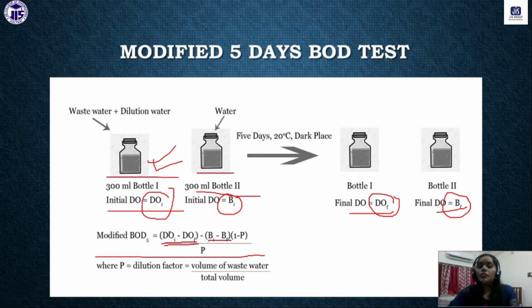So look here, bottle 1 means total BOD, and bottle 2 means only the BOD of water. As you can see in the formula, we are subtracting the BOD of the water from the total BOD. Understand? Into 1 minus P, again divided by P. So P is the dilution factor, and you know that P equals volume of wastewater divided by total volume. So this is the whole schematic diagram of the modified 5 days test.